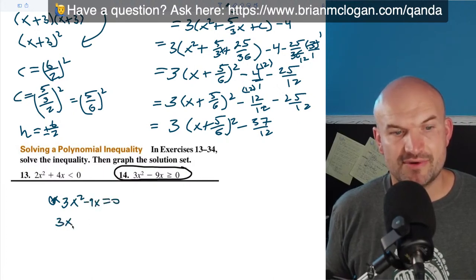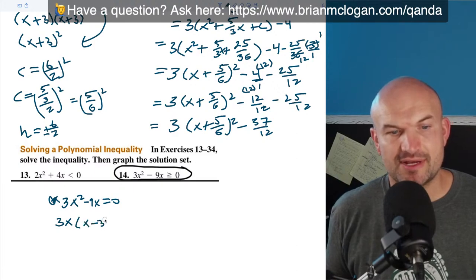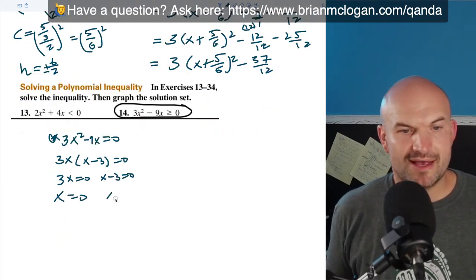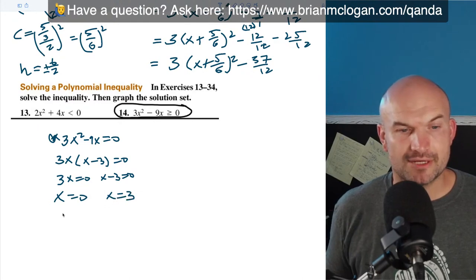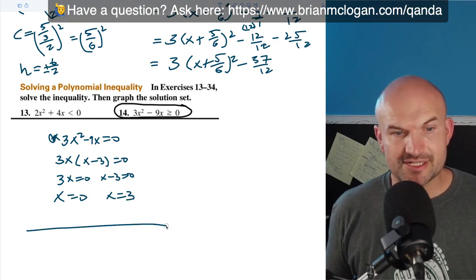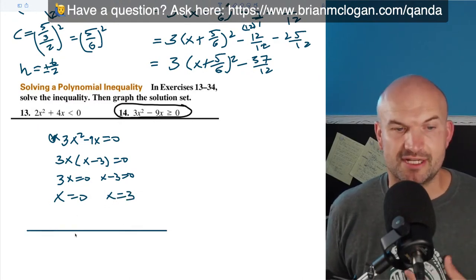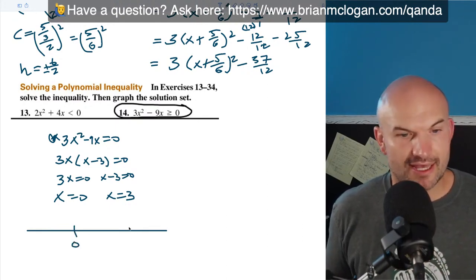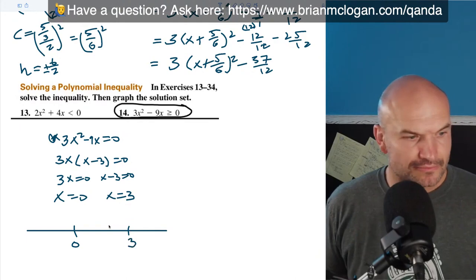So in this case, I can factor out a 3x, and that's going to leave me with an x minus 3 equals 0. So 3x equals 0, and x minus 3 is equal to 0. Therefore, x is equal to 0, and x is equal to 3. Okay, so those are going to be the zeros of the graph, right? Basically where the graph is going to cross the x-axis. So I'll say 0, and I will say 3.